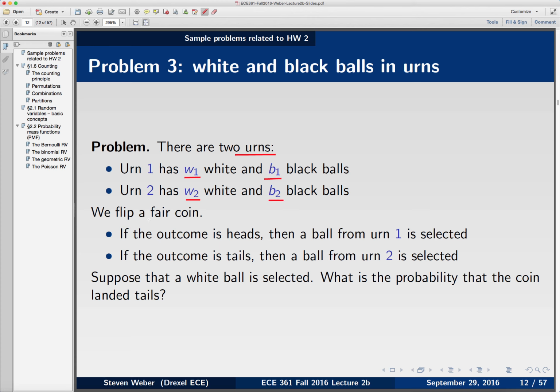We flip a fair coin. If the outcome of that coin flip is a head, we select a ball from urn 1. If the outcome is a tails, then we select the ball from urn 2. Now, suppose that a white ball is selected. What is the probability that the coin landed tails?